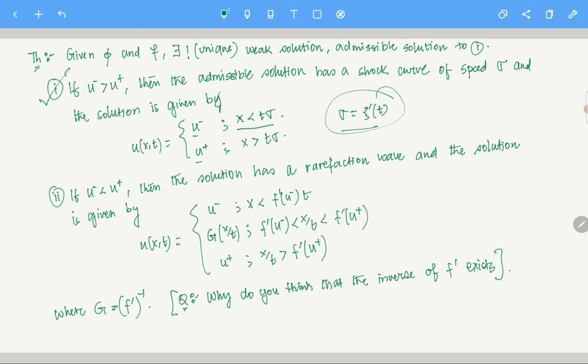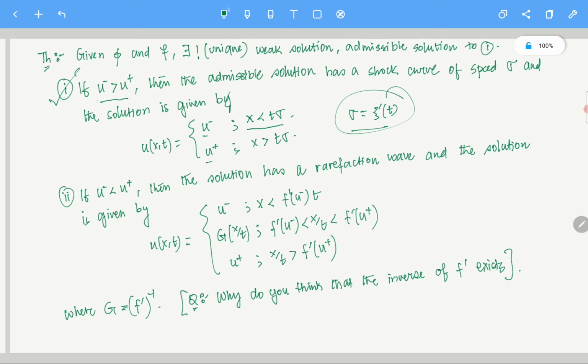And why does it satisfy the entropy condition? Because u minus is greater than u plus. It is given here. The entropy condition is given here, so it will satisfy the entropy condition. What I am trying to say is this: I am going to skip the first problem. It is not a very difficult thing to see, and I am quite sure you guys can understand that.